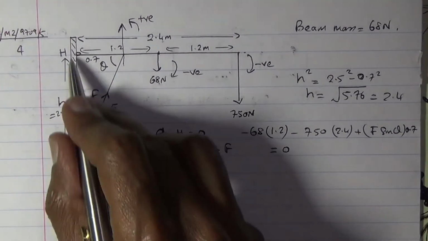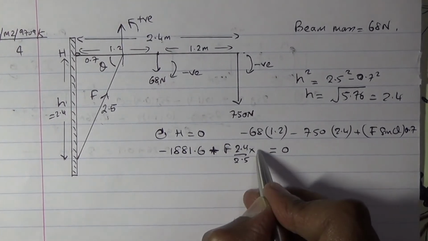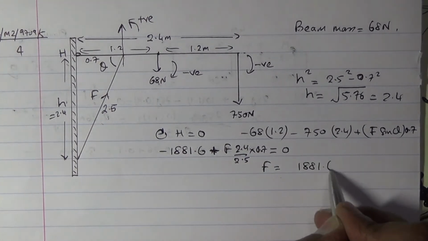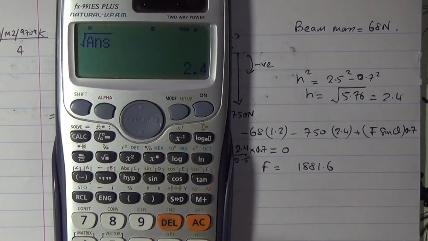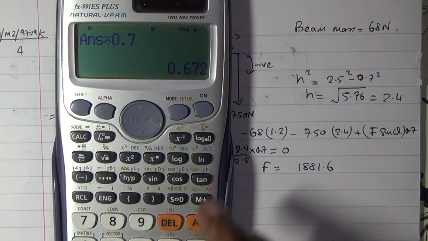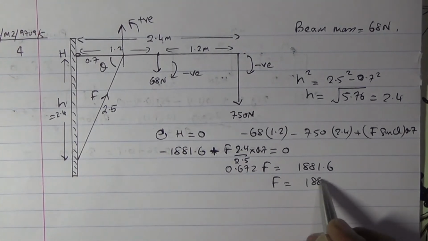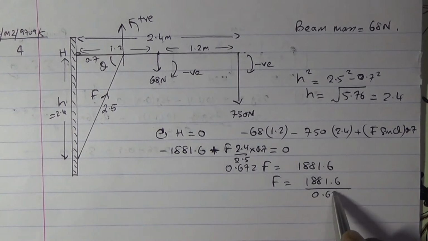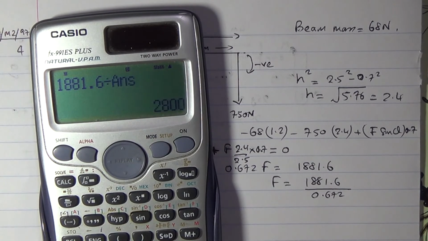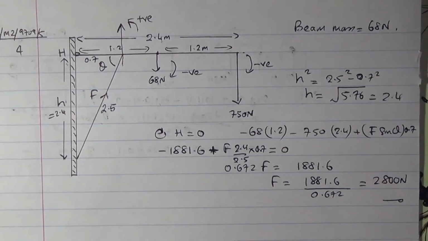Now, the sine is opposite over hypotenuse, so 2.4 over 2.5 times the distance, of course, 0.7. So what we're saying is that the force times that equals 1881.6. 2.4 over 2.5 times 0.7 is 0.672. So F is equal to 1881.6 divided by 0.672, and the result is 2,800 newtons. So that's the force in the rod.